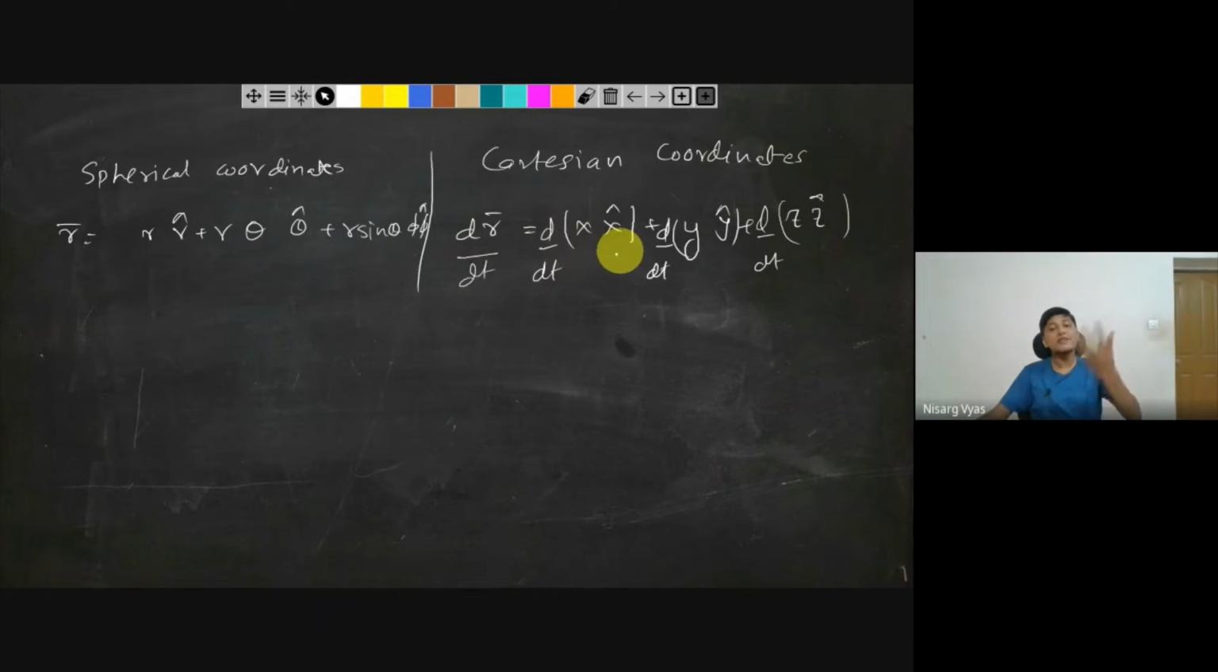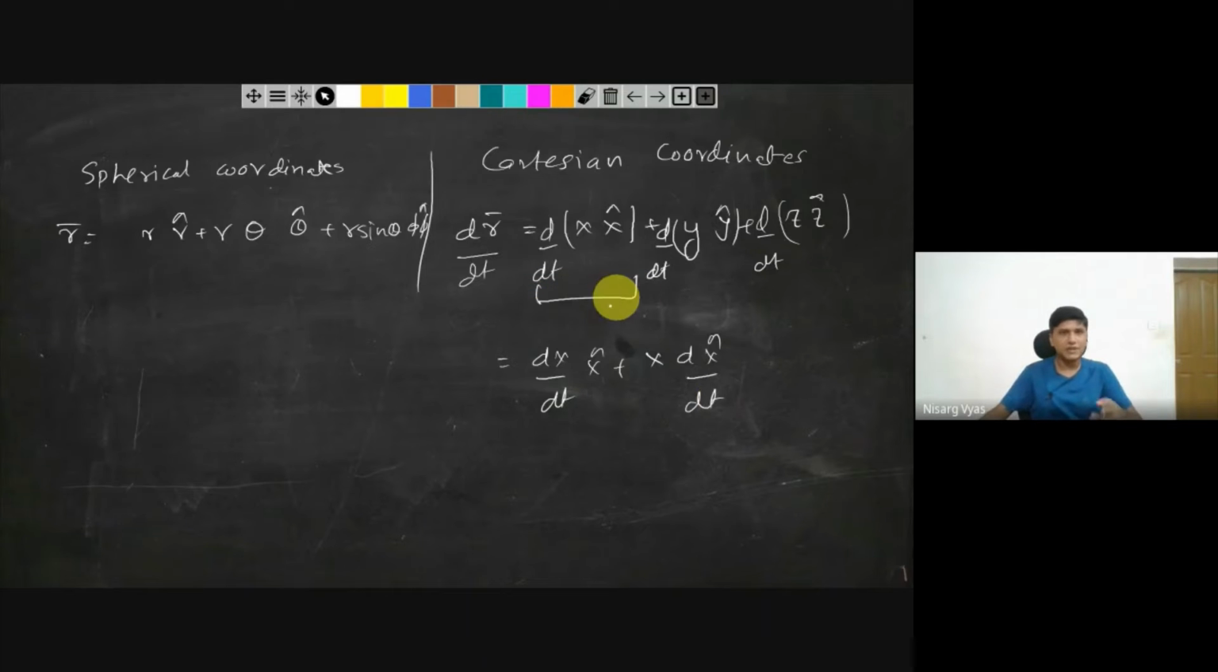It is x into x cap. So ideally it should be dx by dt into x cap plus x times dx cap by dt. This should be the ideal first term. Here also the ideal first term will be dr by dt into r cap plus dr cap by dt into r.